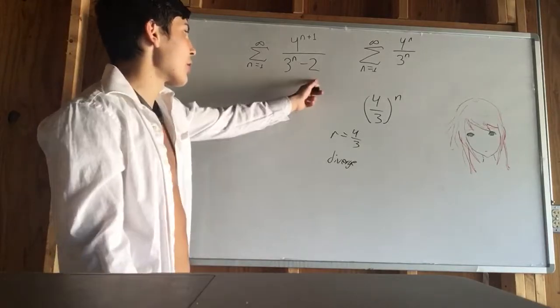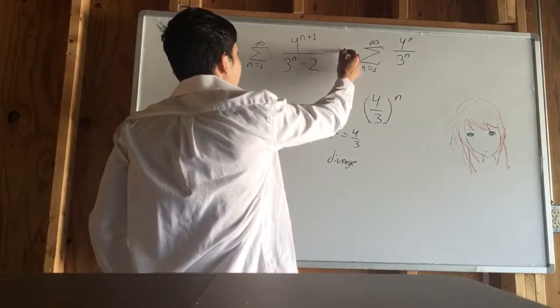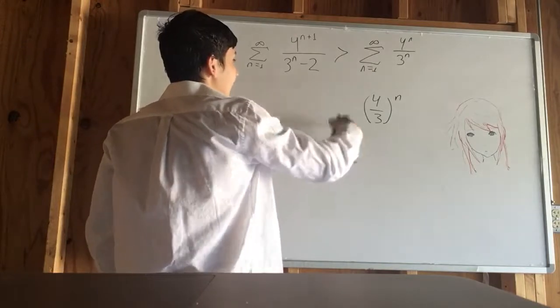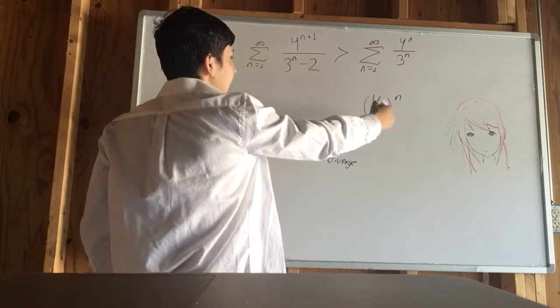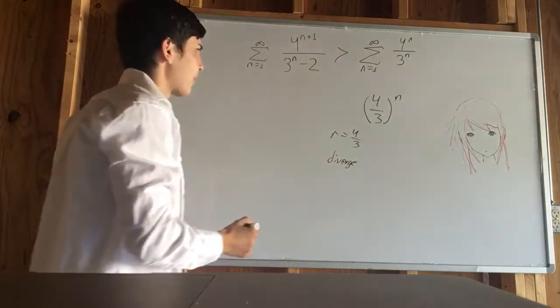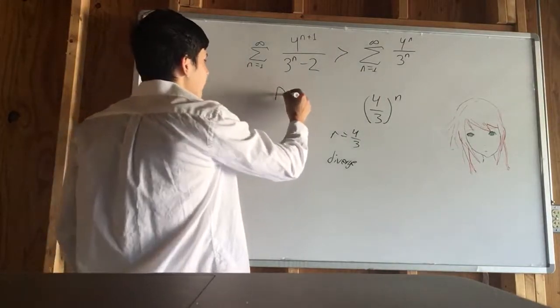So since this is larger than that series, and that series diverges by using this geometric series property, then this also diverges.